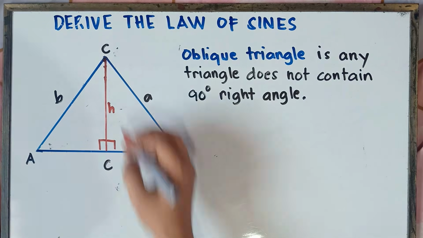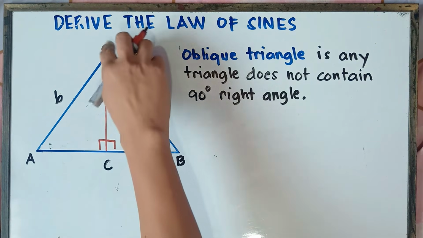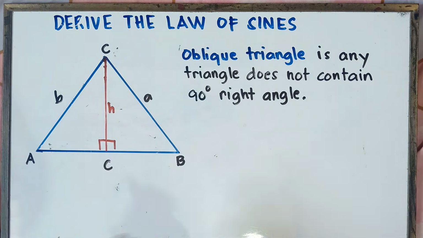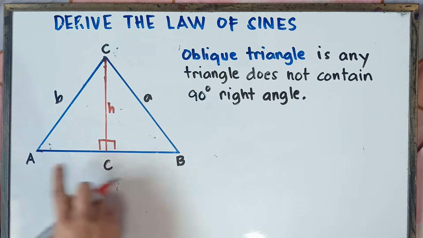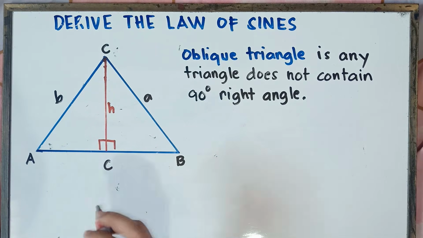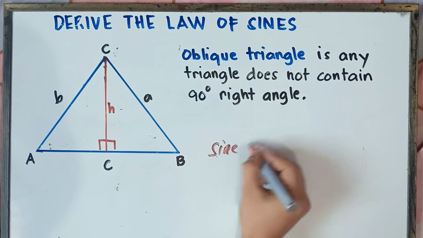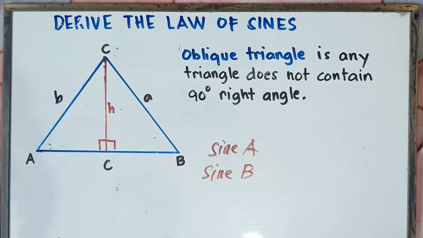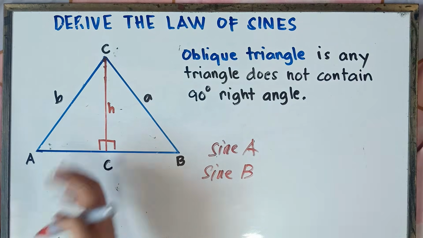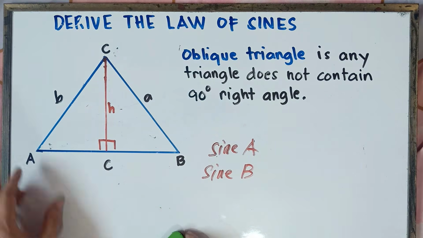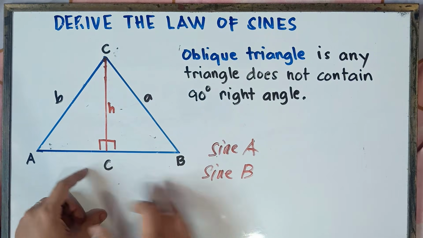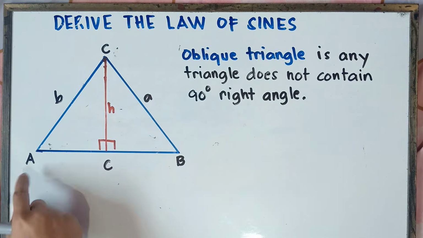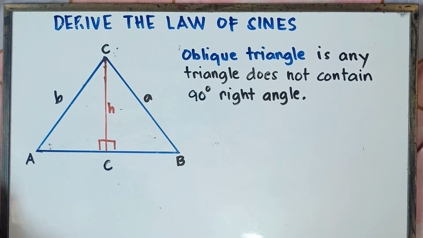Now, what if I draw an altitude from angle C to side AB, and it forms a 90 degree angle? What if you find sine A and then sine B? What would be the value of sine A and sine B if you draw an altitude? Alright, let's find the value of sine A and then sine B with this given altitude.